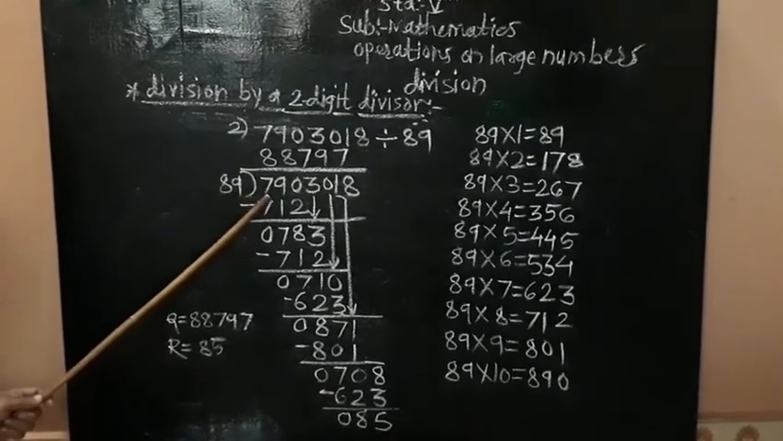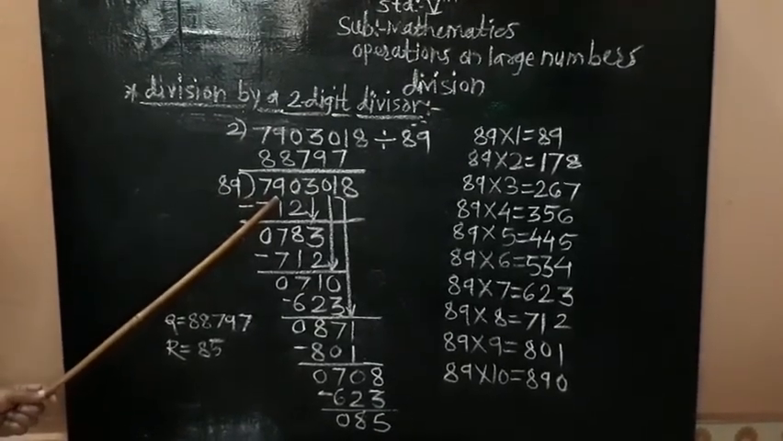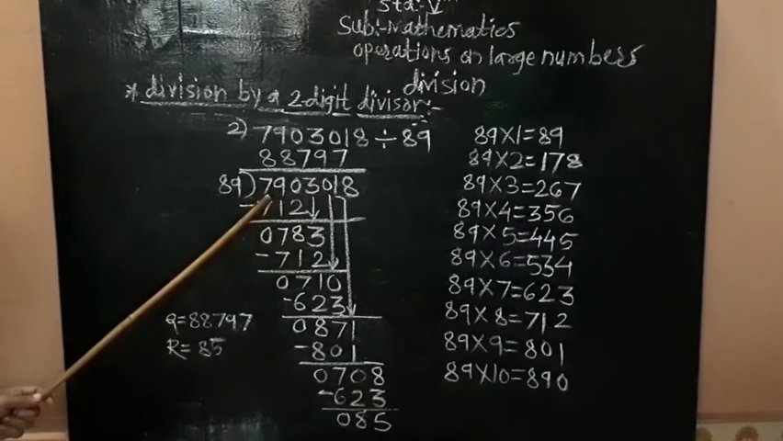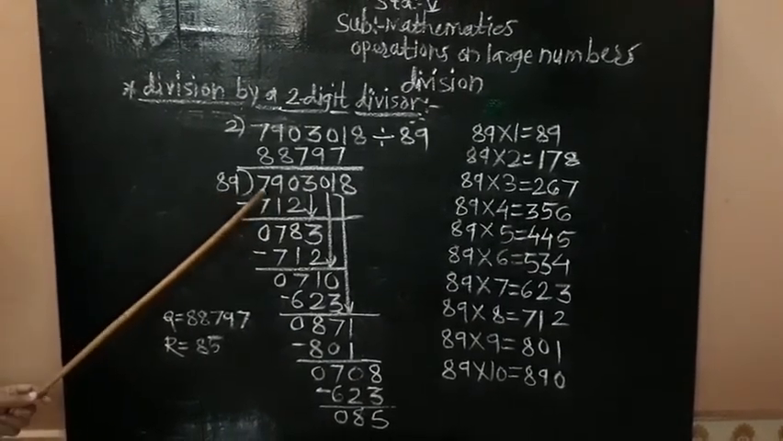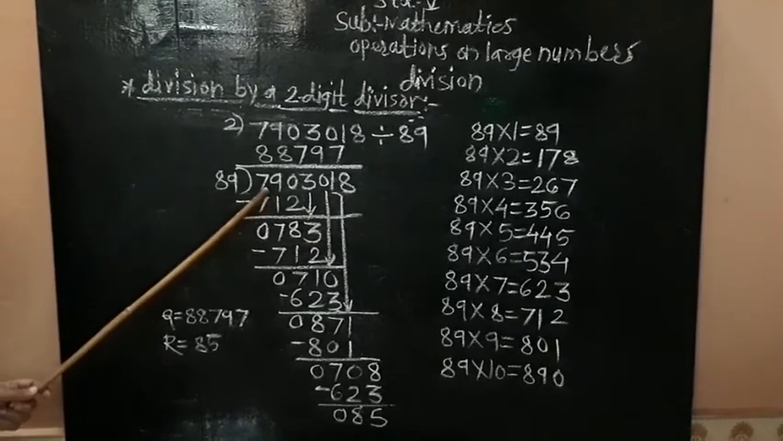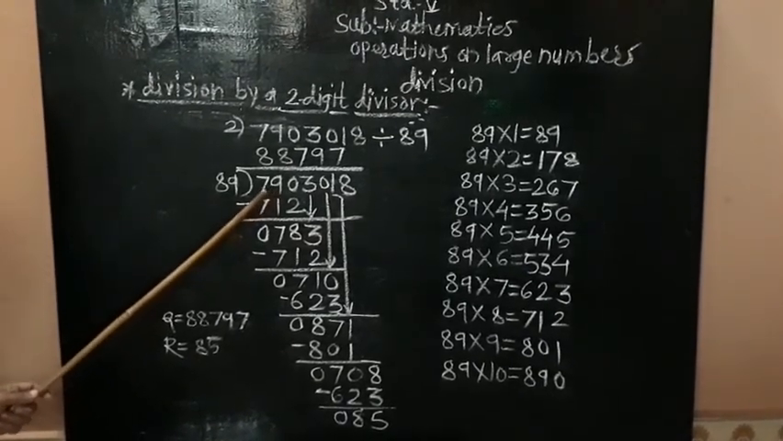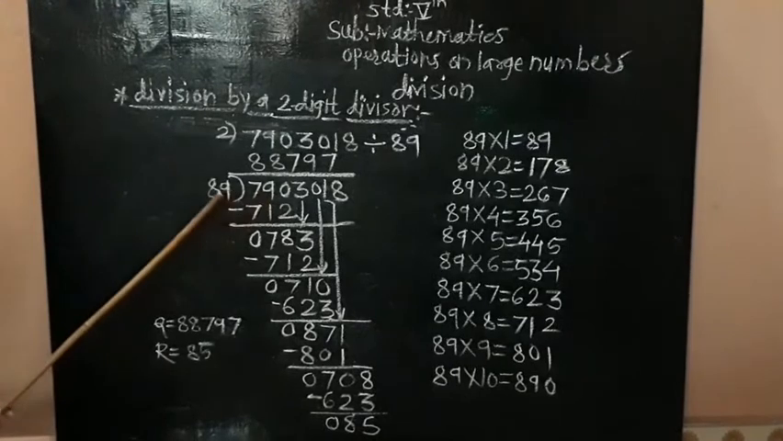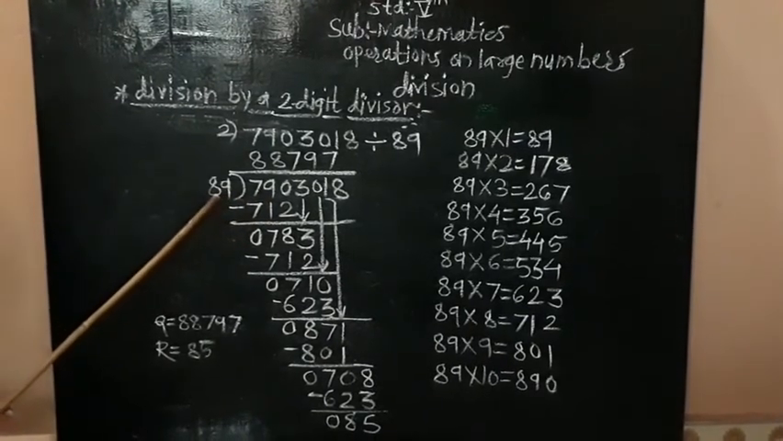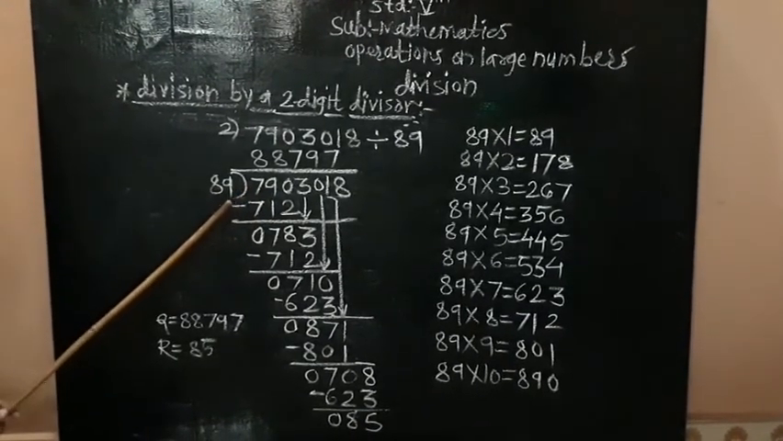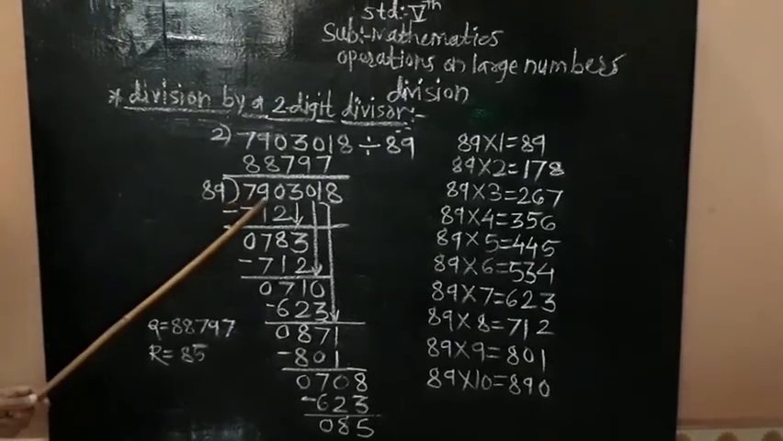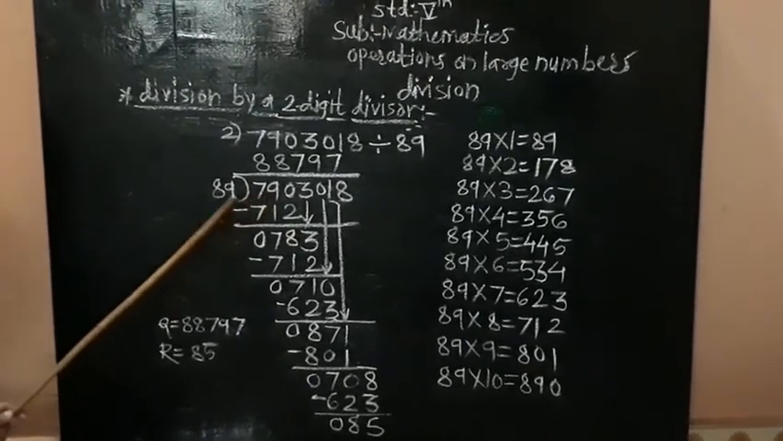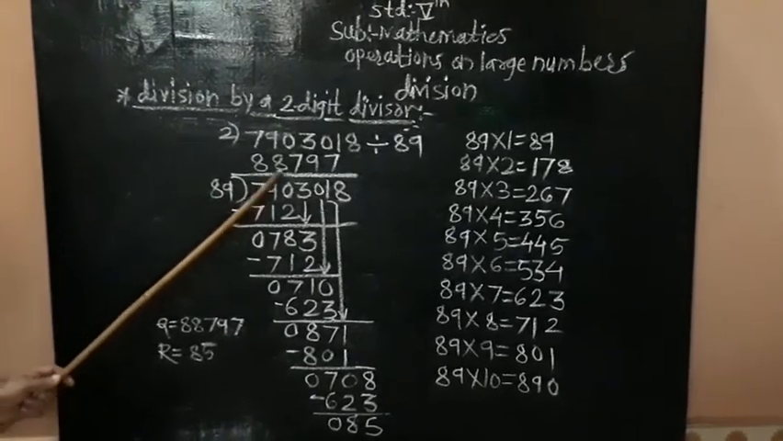My dears, just keep this very important tip in your mind. You can see 79 is smaller than 89, so we can't subtract. I said earlier that if the divisor is 2 digits, we consider the first two numbers only. But if the first two numbers are smaller than the divisor, then you consider the next number.